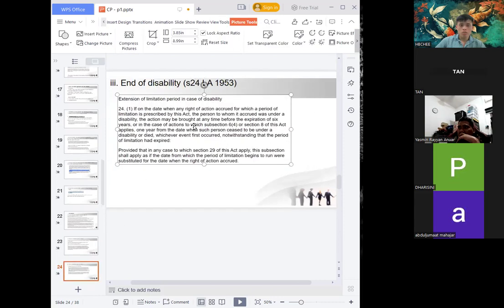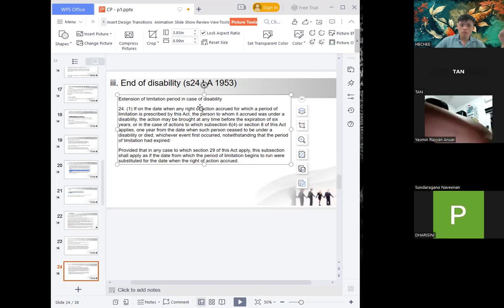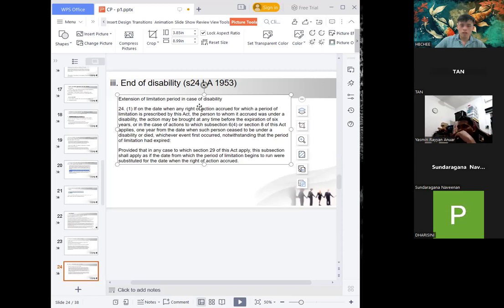Okay, the third one is end of disability. The disability we are discussing here has two categories. The first category is a minor, who is younger than 16. We will cover that soon. And then another one is the mental patient. So end of disability means that when this period has ended, only then does the limitation period start. It's an extension.